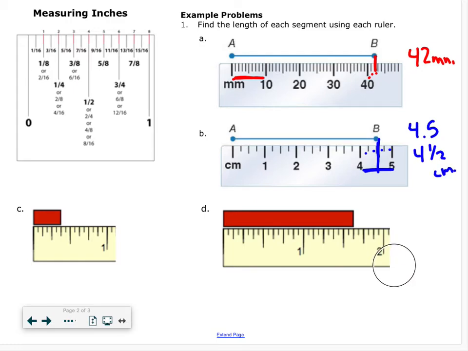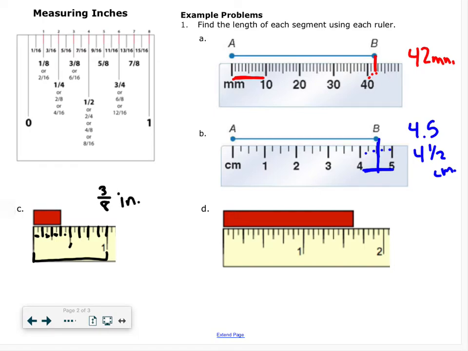And then, let's see, part C is over here. Now this is 1 inch there. This is 1/2. The mark that it's going to, you'll notice that's broken into 1, 2, 3, 4, 5, 6, 7, 8 spaces. It is filled with 1, 2, 3 spaces. So this would be 3/8 of an inch.